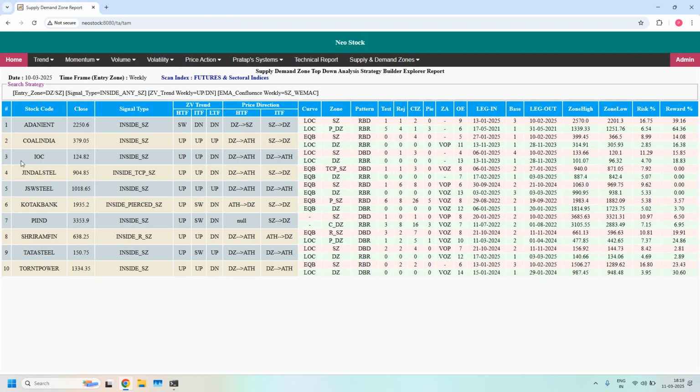With these filters, the list has come down to 10 stocks. These 10 weekly supply zones are having weekly EMA Confluence. And also current price closed inside the weekly supply zone. So this is about weekly time frame. And the next time frame is daily.